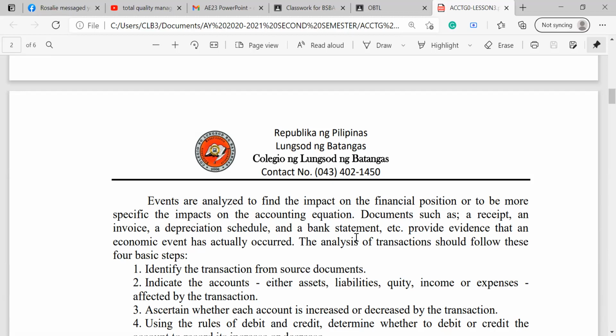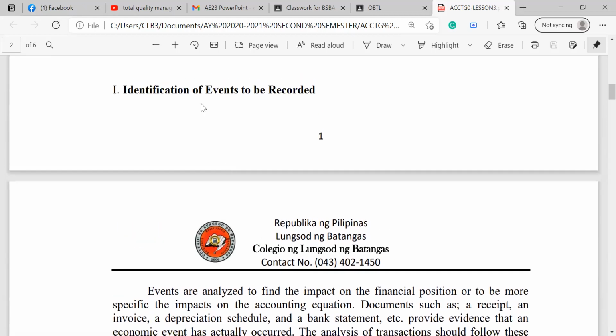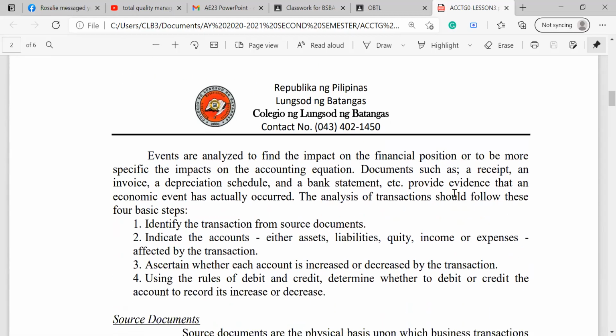Okay, and that is something that, of course, dahil merong natanggap na pera, it affects our accounting equation. Thus, it is an accountable event. Okay, so in step number 1, analysis of transactions, meron tayong 4 na steps. Okay? In order to identify whether an account is accountable or not, or whether a transaction is accountable or not. First one, identify the transaction from source documents.